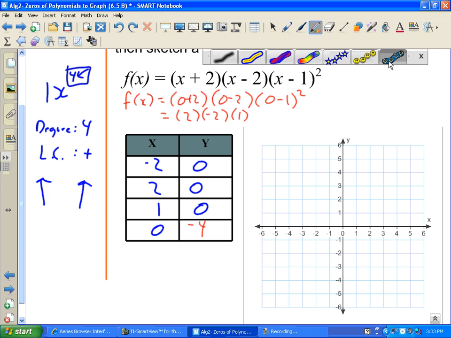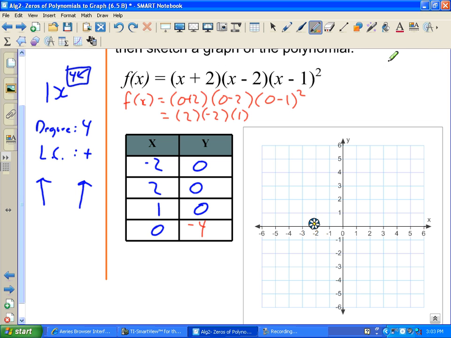All right, negative 2, 0 is a root. Positive 2, 0 is a root. 1, 0 is a root. 0, negative 4 is my y-intercept. End behavior. I know it has to go up at this end, and it has to go up at this end.